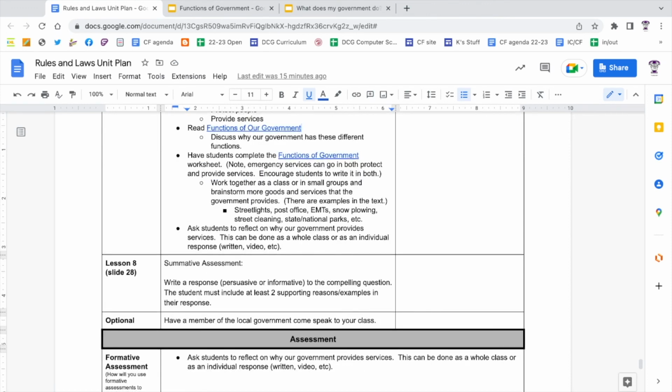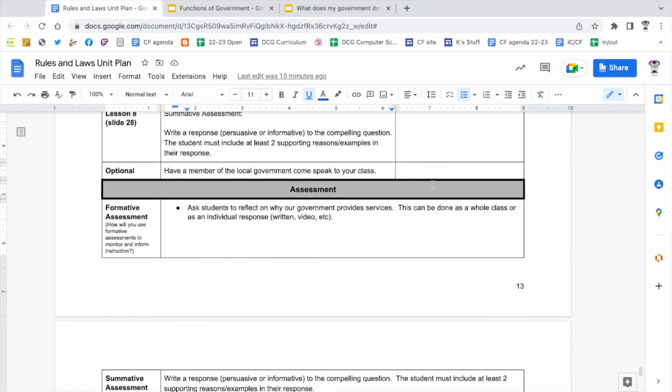Lesson 8 is the summative. For the summative, students are going to write a response, either persuasive or informative, to the compelling question, and we're going to want to include at least 2 supporting reasons and examples in the response. Something else that you might consider is asking a member of the local government to come and speak to your class about what they do and their role in the government.